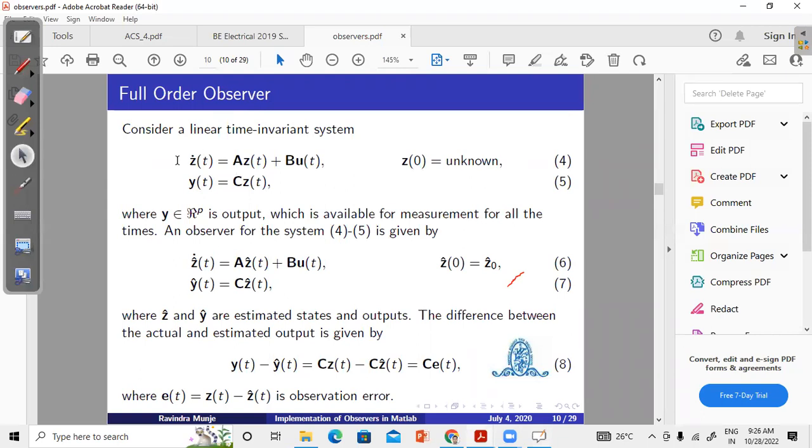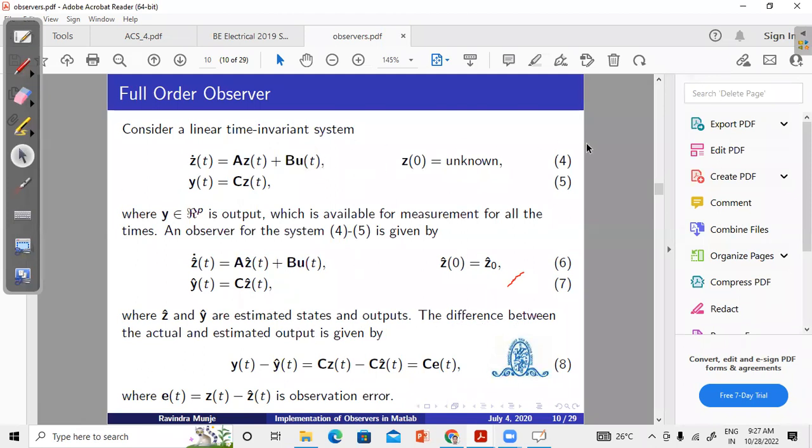So this is our standard system that we have. X dot is equal to AX plus BU and Y is equal to CX. This is our standard system, where Y is the output which is available for the measurement, and some of the states are not available. So the observer for the system can be given as Z cap dot. Now this Z cap is nothing but the estimated value. Z cap dot is equal to A Z cap plus BU. Y cap is equal to C Z cap. Right. So Z cap and Y cap are the estimated states and output.